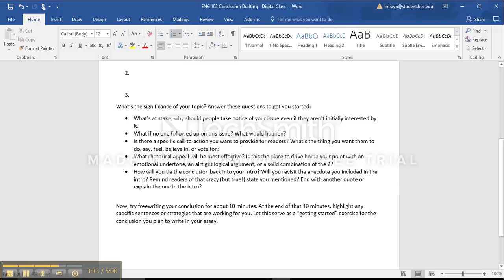What rhetorical appeal will be the most effective? Now, this isn't a question that you're necessarily going to answer in your conclusion, but it's a question you need to ask yourself when you're drafting. Is this the place to drive home your point with an emotional undertone, so maybe some pathos, or is this the place where you're going to present that airtight logical argument, or the logos? Or is this a place where you can do a solid combination of the two, which is something that I would recommend? You also need to think, how can you tie back the conclusion to your intro?